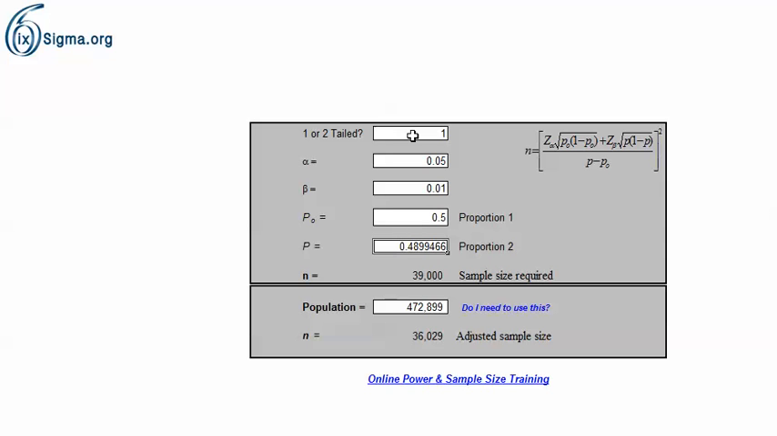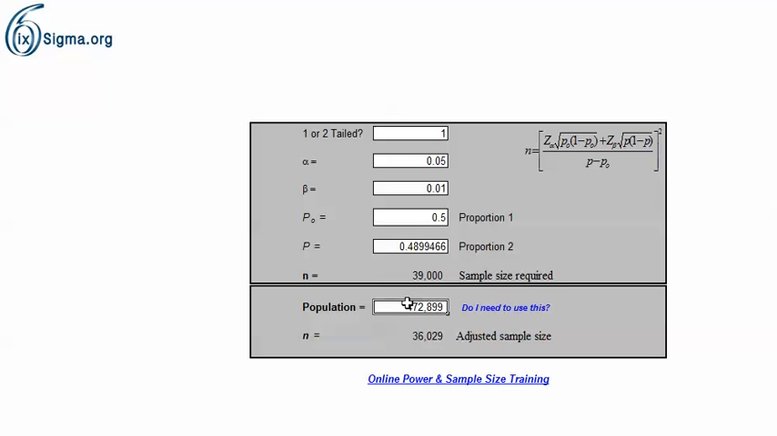And then the proportion of defects in the sample itself, and we may not know that either, but what we do want is the difference between these two numbers, which is the detectable difference. So what proportion of defects do we want to detect? And then we'll get our sample size.